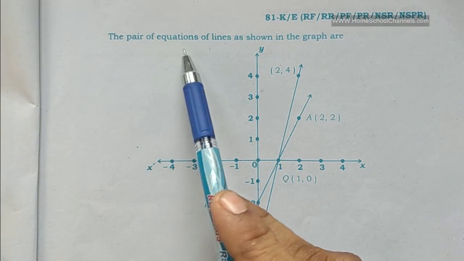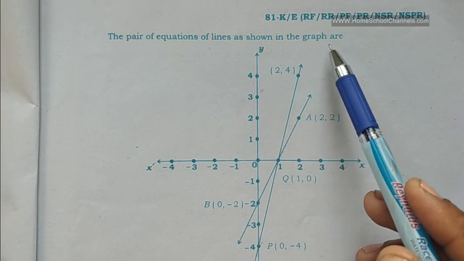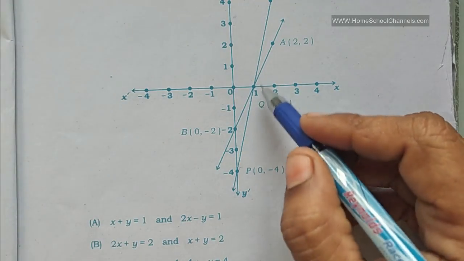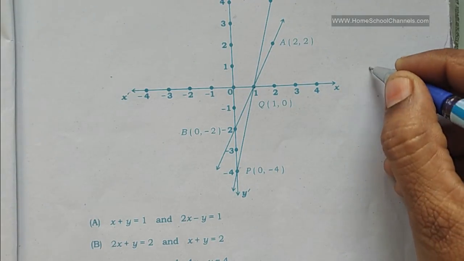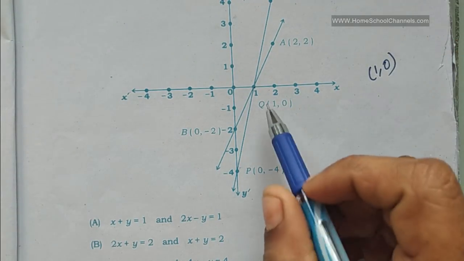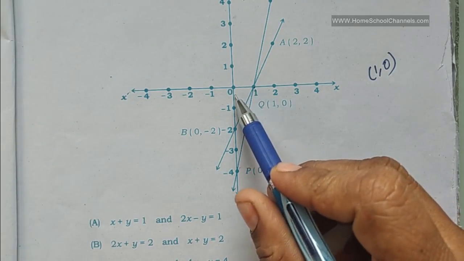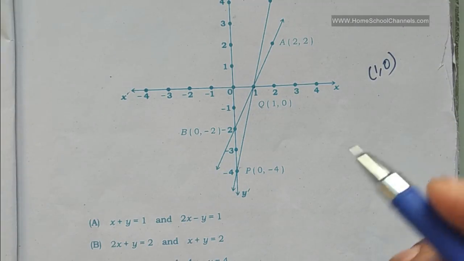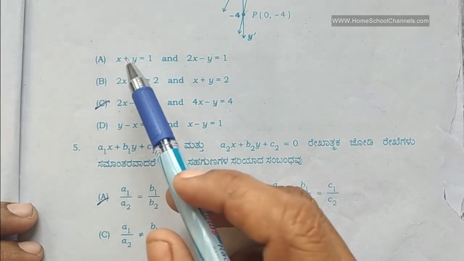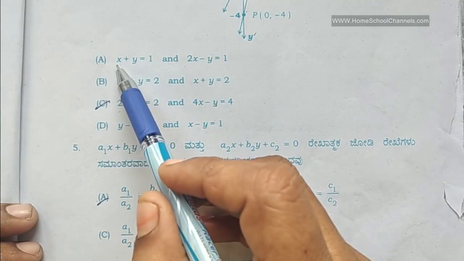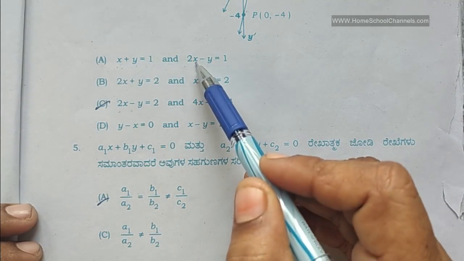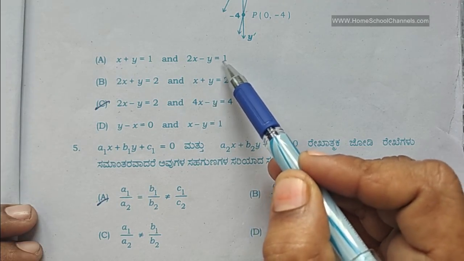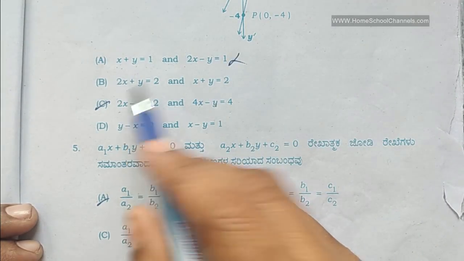Fourth one, the pair of equations of lines as shown in the graph are. You can see the graph here and the two lines are intersecting at (1, 0). X value is 1 and y value is 0. So you need to identify what are the equations. See the options. From options we need to see: 1 plus 0 is 1, and here if you substitute x and y values, 2 minus 0 will be 2. So this option is wrong.